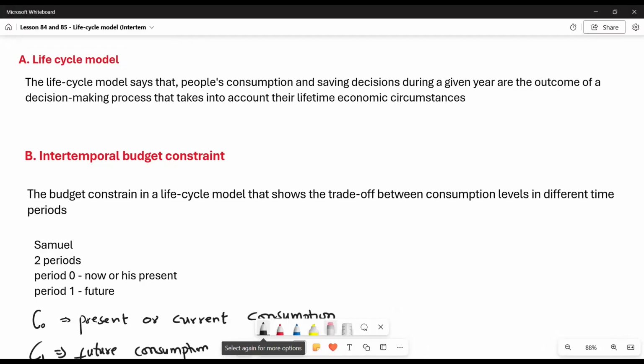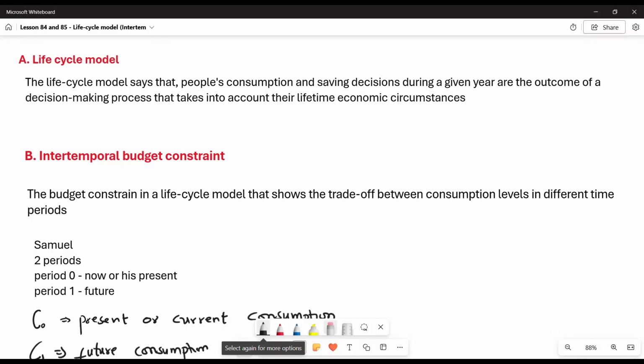So the analysis of saving decisions rests on the life cycle model, which says that people's consumption and saving decisions during a given year are the outcome of a decision-making process that takes into account their lifetime economic circumstances. In other words, the amount you save each year depends not only on your income that year, but also on the income that you expect in the future and the income you had in the past.